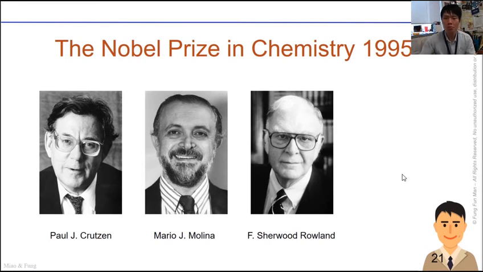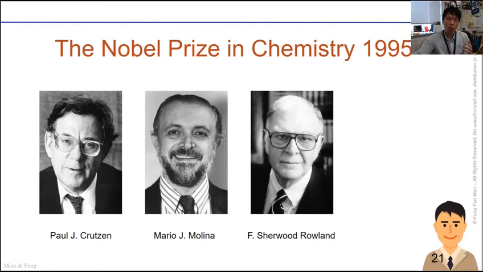Professor Paul Crutzen was at the Max Planck Institute for Chemistry in Mainz in Germany, in Deutschland, but he's a Dutch citizen, so he's from Holland. Deutsch means Germany. Professor Mario Molina is from the Department of Earth, Atmospheric and Planetary Sciences and the Department of Chemistry at MIT, Massachusetts. And Professor Sherwood Rowland is from the Department of Chemistry, University of California, Irvine, California.